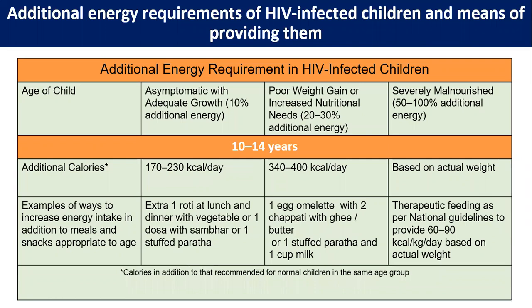So this is for 10 to 14 years of age. There we can add one extra roti at lunch or dinner, depending on the feasibility and availability of food items. Or, if a child is a non-veg eater, then one egg can be given, because egg is a good protein source, so that can be added to their diet. Next.